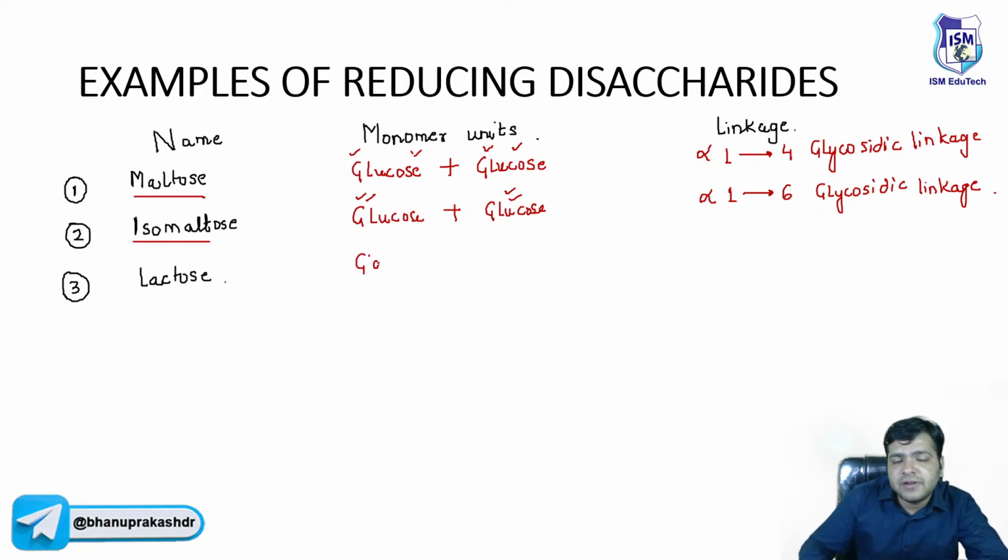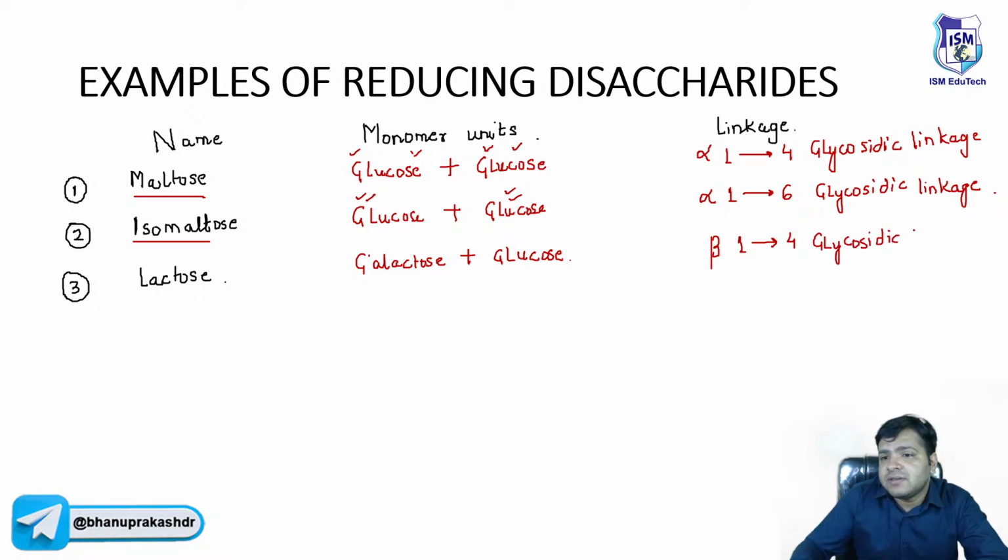I can simply write galactose first, right? Galactose plus glucose. And remember, since these two structures are different, they are not glucose glucose. One is galactose and one is glucose. That's why it is a beta 1 to 4 glycosidic linkage.